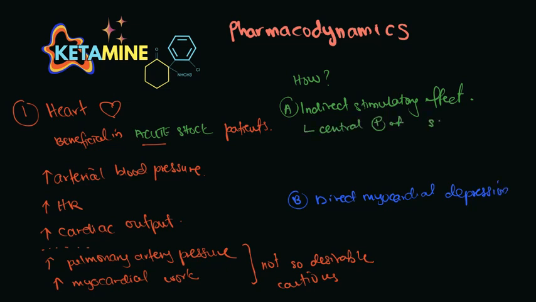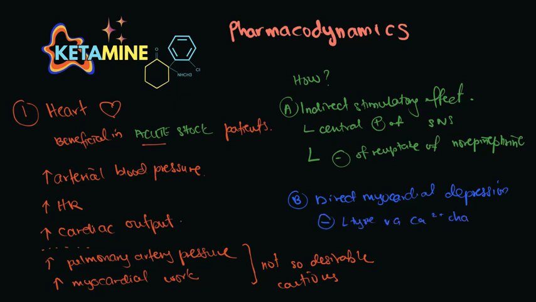The cardiovascular system stimulatory effect comes from its indirect action via its central stimulatory effect on the sympathetic nervous system, as well as the inhibition of reuptake of norepinephrine, making norepinephrine abundant in the synapses. So these combined will cause the increment that we've mentioned before: the increased arterial pressure, heart rate, and cardiac output.